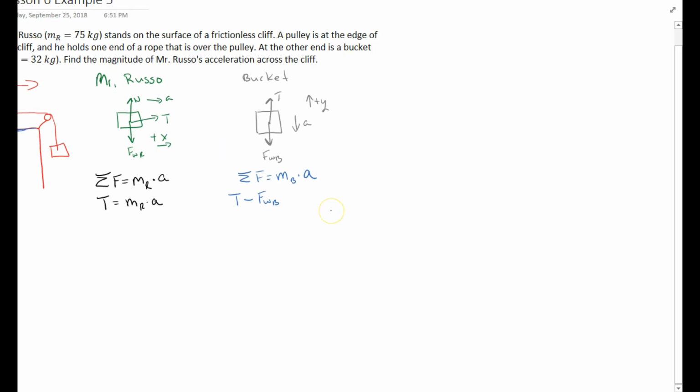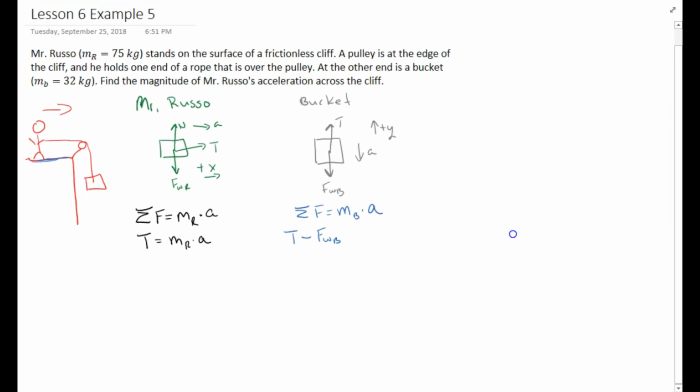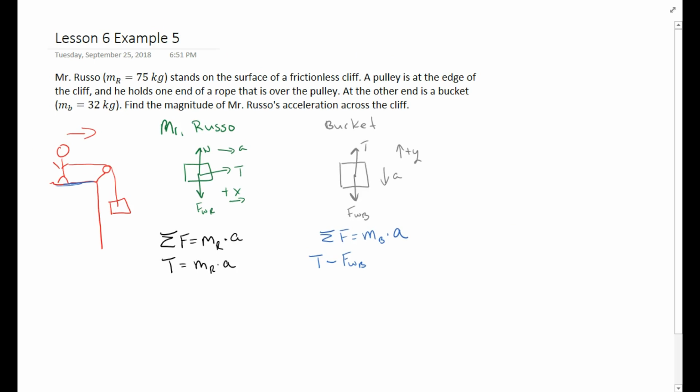So that takes care of the left-hand side of my equation. The right-hand side does require a bit of adjustment. Because my acceleration is down, that's in the negative direction, so my whole right-hand side becomes negative.